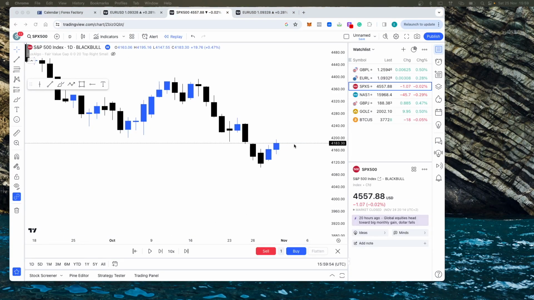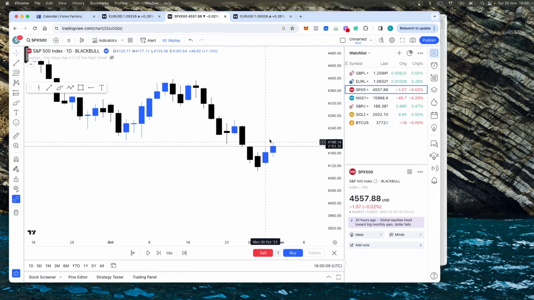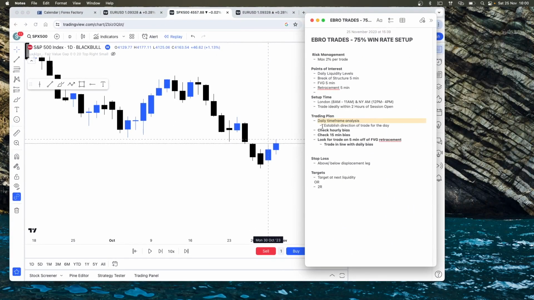All right, so this was the second trade. This is example number 2 of the Ebro sweep. So I took this trade on Wednesday, the 1st of November. Open up the charts, daily time frame. Again, go back to this, start on the daily time frame.